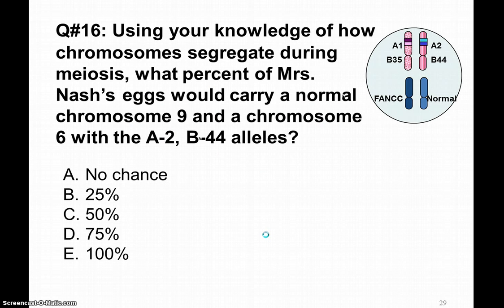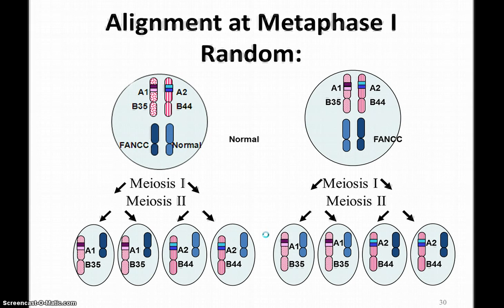Question 16. Using your knowledge of how chromosomes segregate, this is now a dihybrid, what percentage of Mrs. Nash's eggs would carry a chromosome 9 and a chromosome 6 with the A2, B44 alleles and the normal gene? This is what it's going to look like in a dihybrid cross, where we're looking at the two possibilities. And keep in mind, they could line up differently.